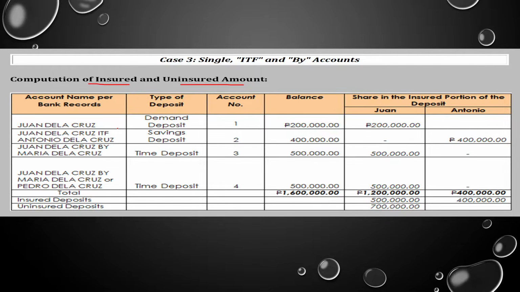In this case, Juan de la Cruz has a demand deposit, and Juan de la Cruz in trust for Antonio de la Cruz. Okay, in trust for Antonio de la Cruz. Juan de la Cruz by Maria de la Cruz. Ayun yung account name per bank records. And another account which is Juan de la Cruz by Maria de la Cruz or Pedro de la Cruz. So in this case, let's determine kung sino ba yung depositor dito sa mga cases na to. So therefore sa case 1, individually owned account siya. Therefore kay Juan de la Cruz yan.